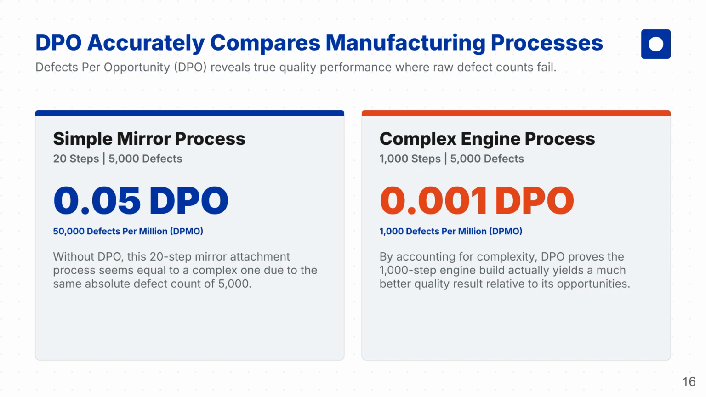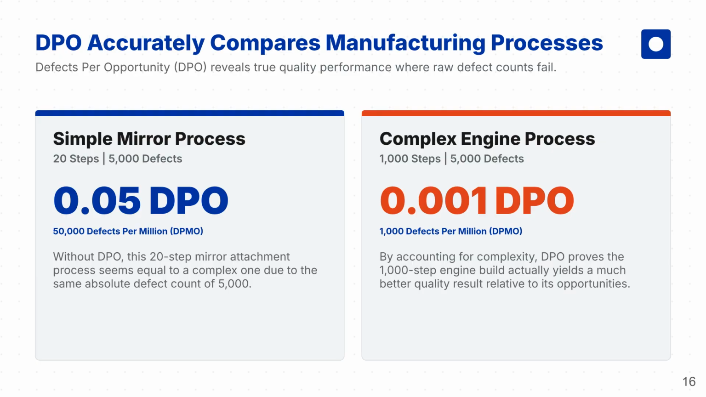The first example is a simple mirror assembly process consisting of only 20 steps. Although it records 5,000 defects, those defects occur across a relatively small number of opportunities. As a result, its DPO is 0.05, which corresponds to 50,000 defects per million opportunities, DPMO. This indicates that the process has a relatively high defect rate.